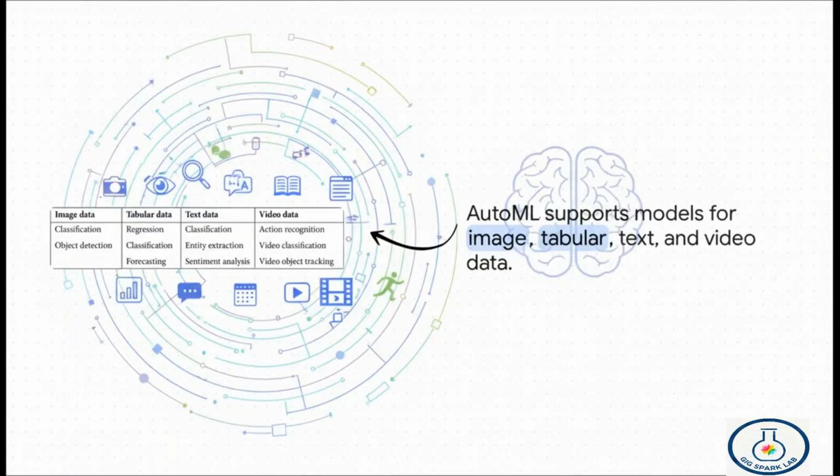And you can see here, AutoML is seriously versatile. It doesn't matter if you're working with images for something like object detection, or you have a bunch of spreadsheet data you need for forecasting. Chances are there's a pre-built solution that's ready for you to use.